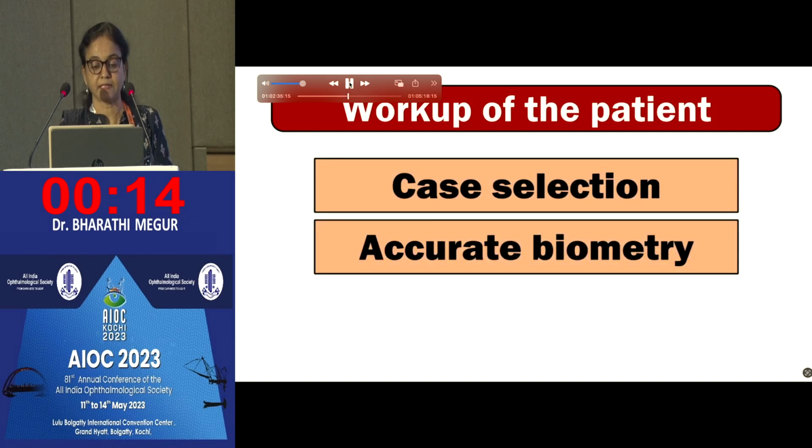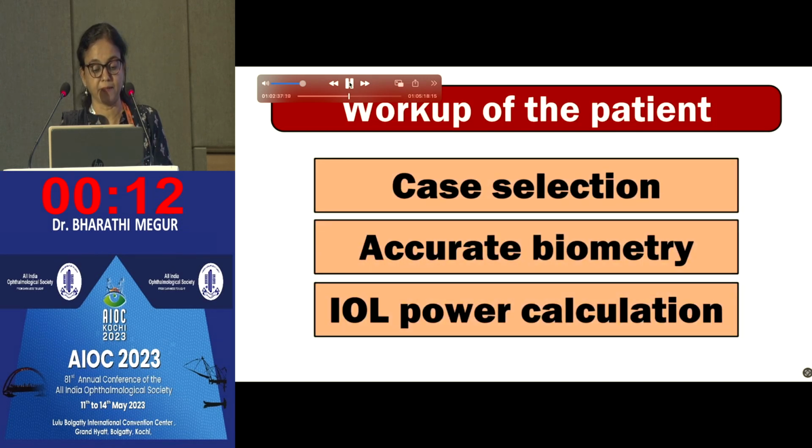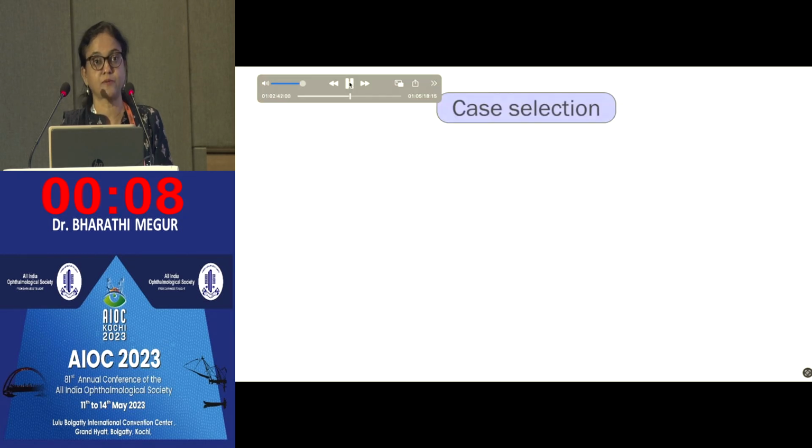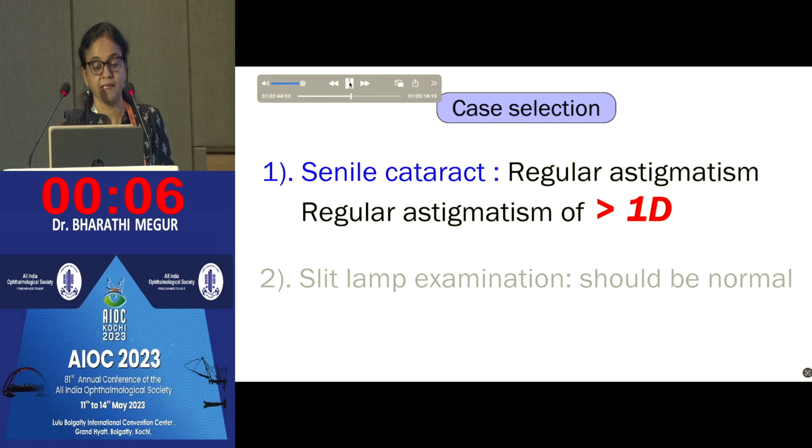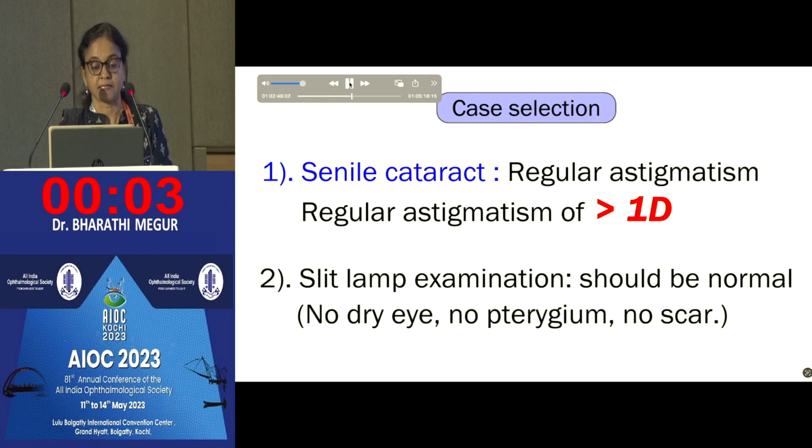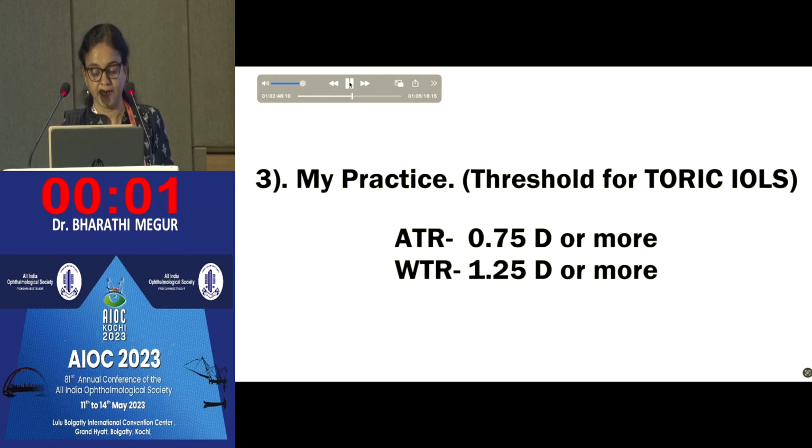Workup of the patient includes case selection, accurate biometry, and IOL power calculation. Case selection includes ruling out pterygium, dry eye, and other aspects. Senile cataracts with usually more than 1 diopter of astigmatism is the usual indication. In my practice, I would be low on my threshold for against the rule astigmatism, usually 0.75 is the cutoff. With the rule astigmatism, 1.25 diopters or more.